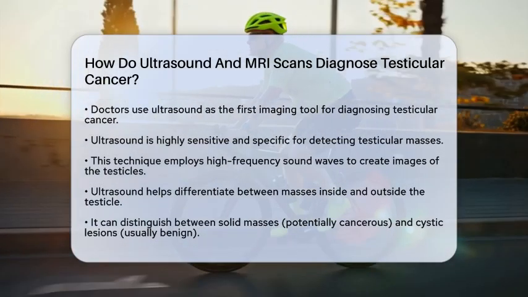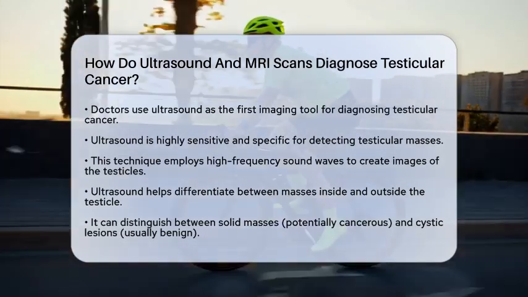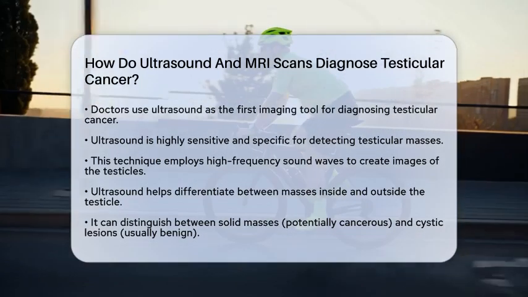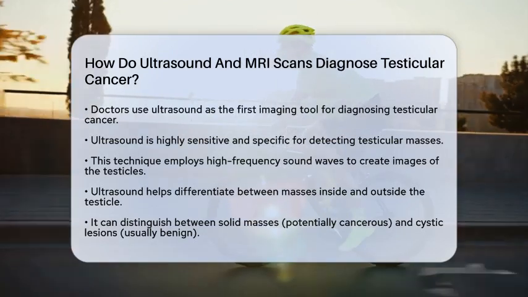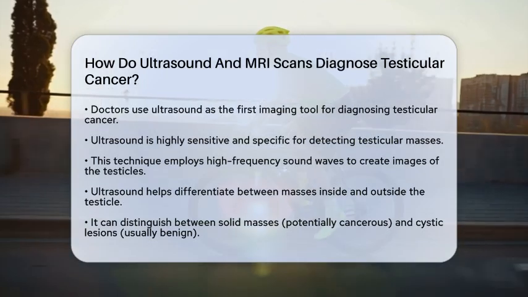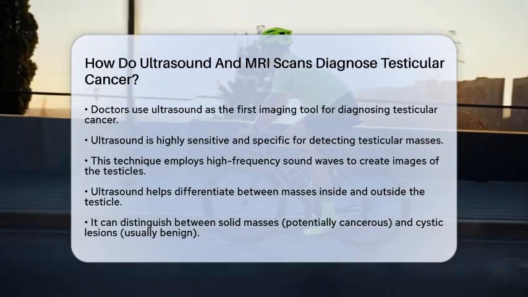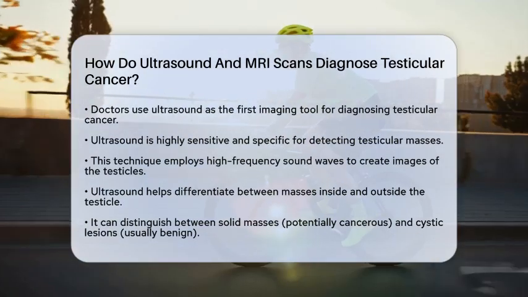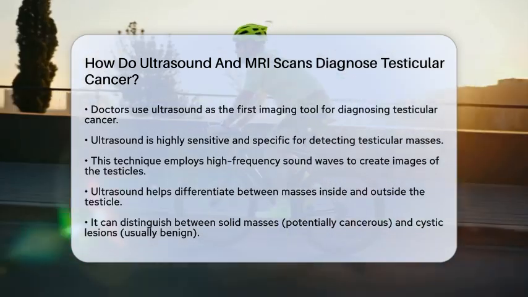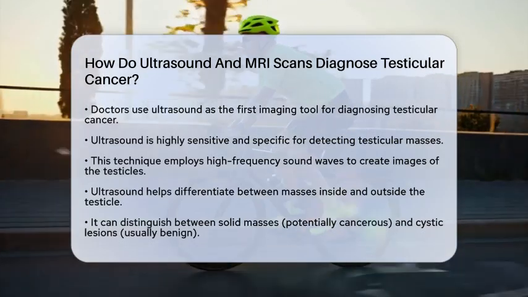Ultrasound is the first imaging tool doctors use for diagnosing testicular cancer. It is highly sensitive and specific, making it excellent for detecting testicular masses. This technique employs high-frequency sound waves to create images of the testicles. By doing so, it helps doctors differentiate between masses that are inside the testicle and those that are outside.